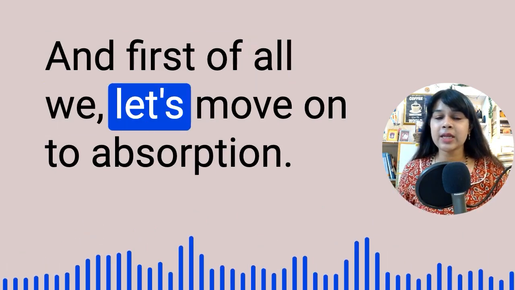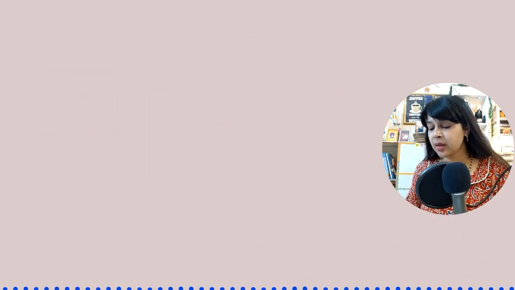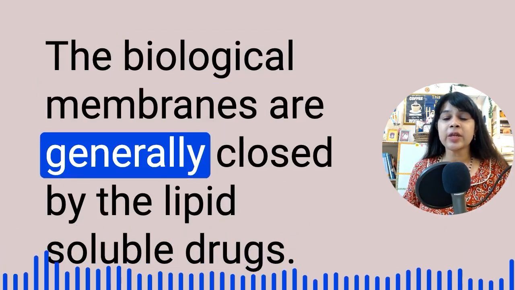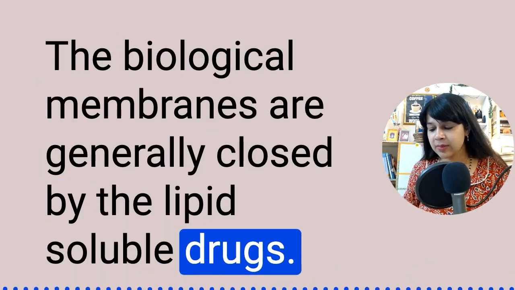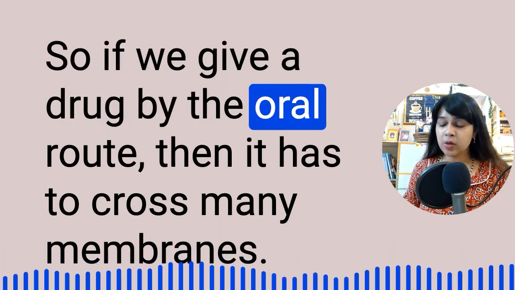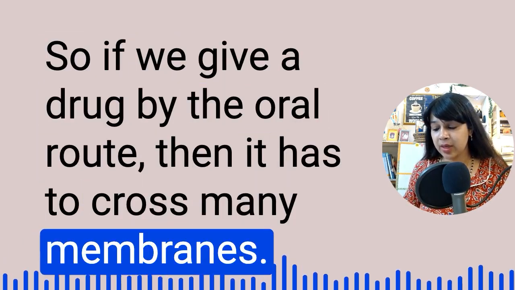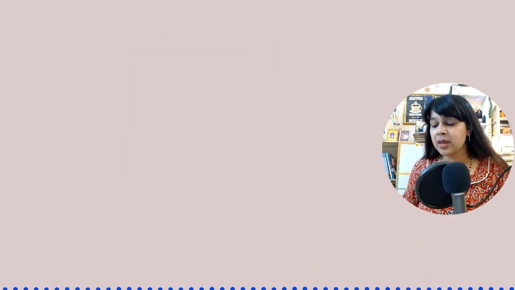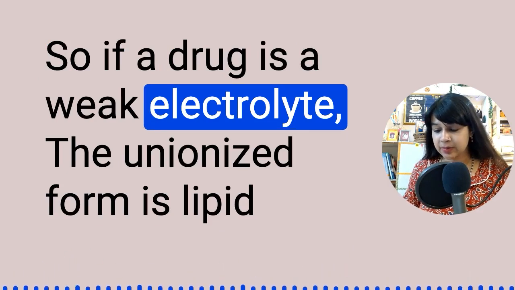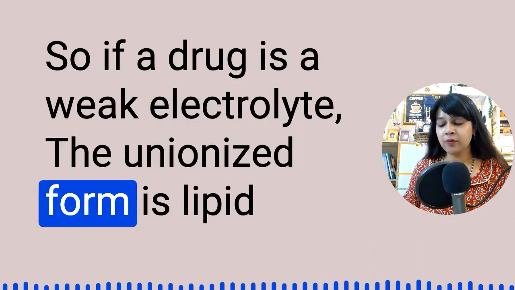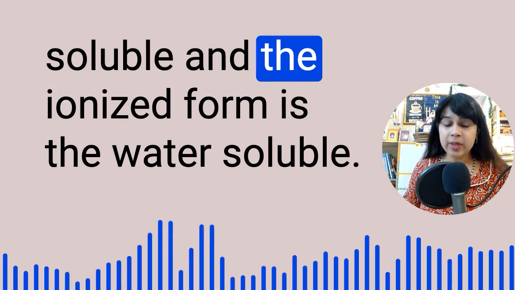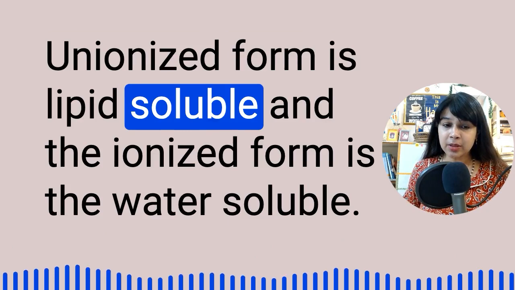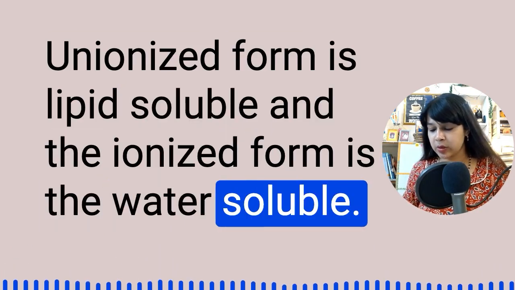And first of all, let's move on to absorption. Absorption depends on many factors. The biological membranes are generally crossed by lipid-soluble drugs. So if we give a drug by the oral route, then it has to cross many membranes, and it should be highly lipid-soluble actually. If a drug is a weak electrolyte, the unionized form is lipid-soluble and the ionized form is water-soluble. I'll repeat, unionized form is lipid-soluble and the ionized form is water-soluble.